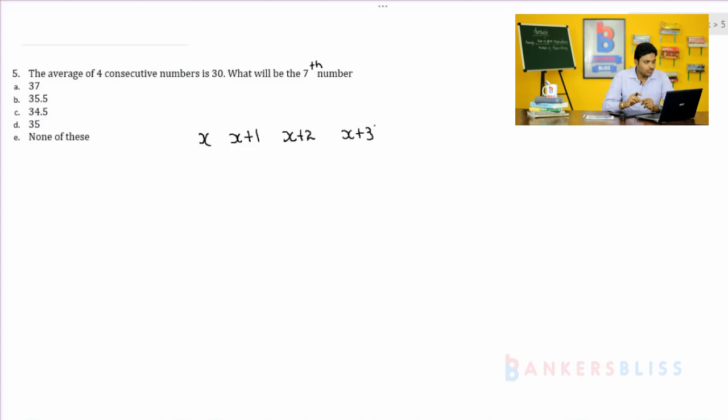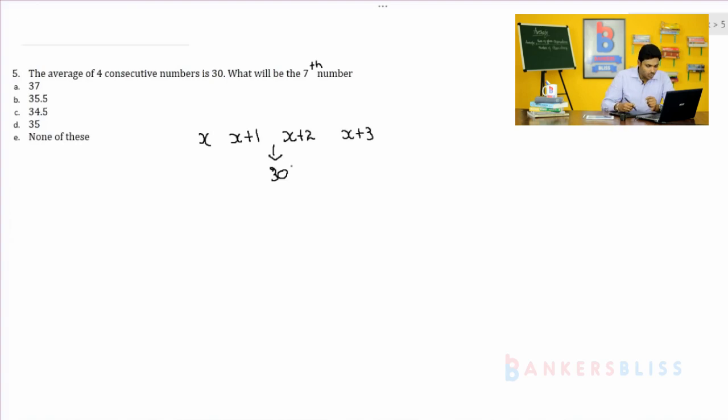So the average of 4 consecutive numbers is 30. Here the middle will be between x plus 1 and x plus 2, because only 4 numbers are there in the series. So the average, 30, will be the middle number, in between x plus 1 and x plus 2. But now I have to identify the value of x plus 1 and the value of x plus 2.